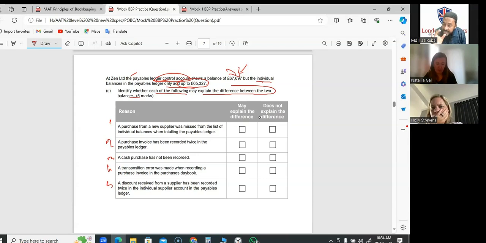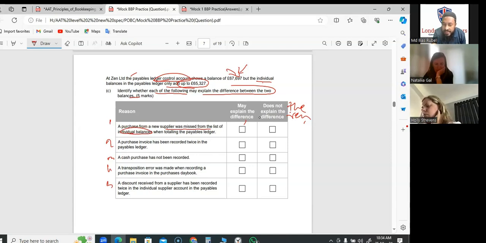Why? Is it the reason of this difference, or is it not the reason? Not the reason. And is it the reason? Let's read and talk. A purchase from a new supplier was missed from the list of individual.